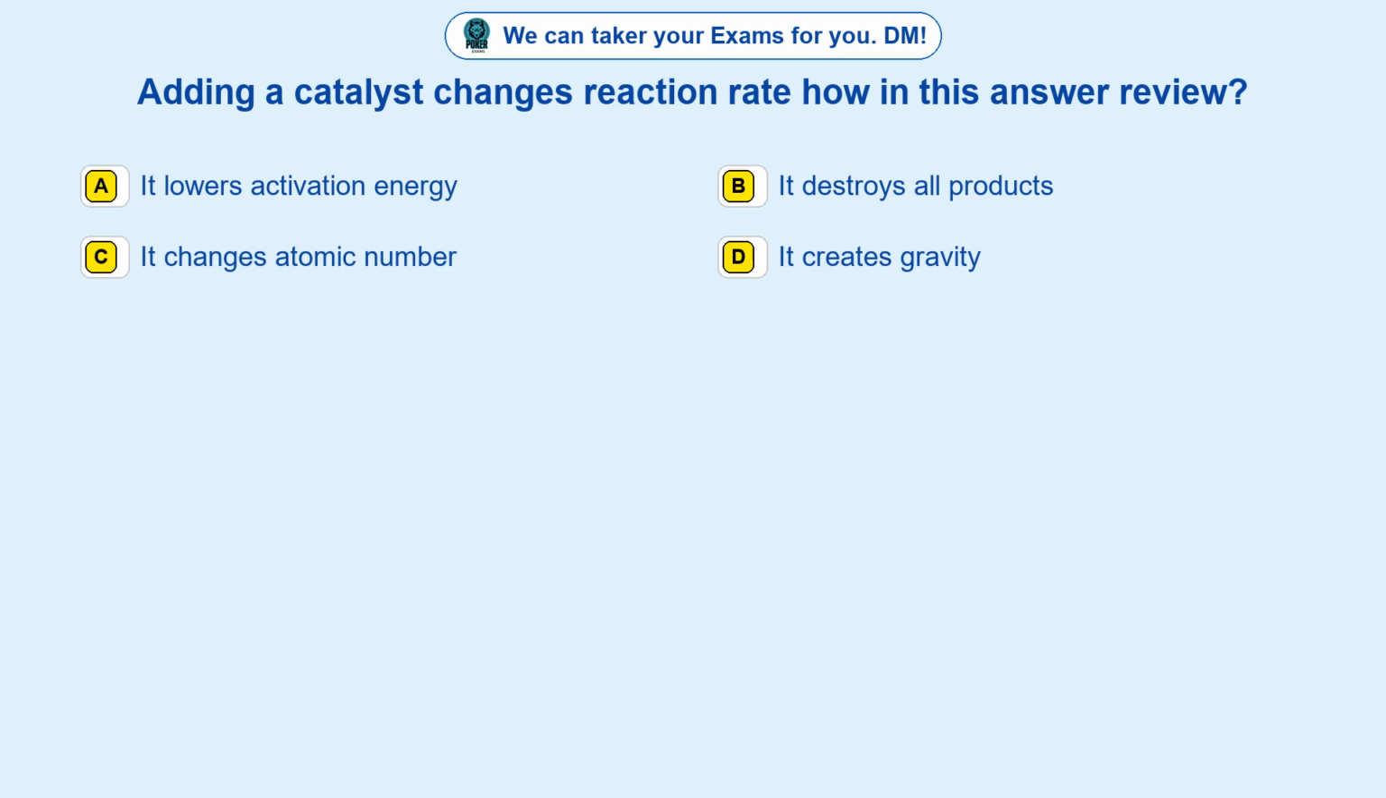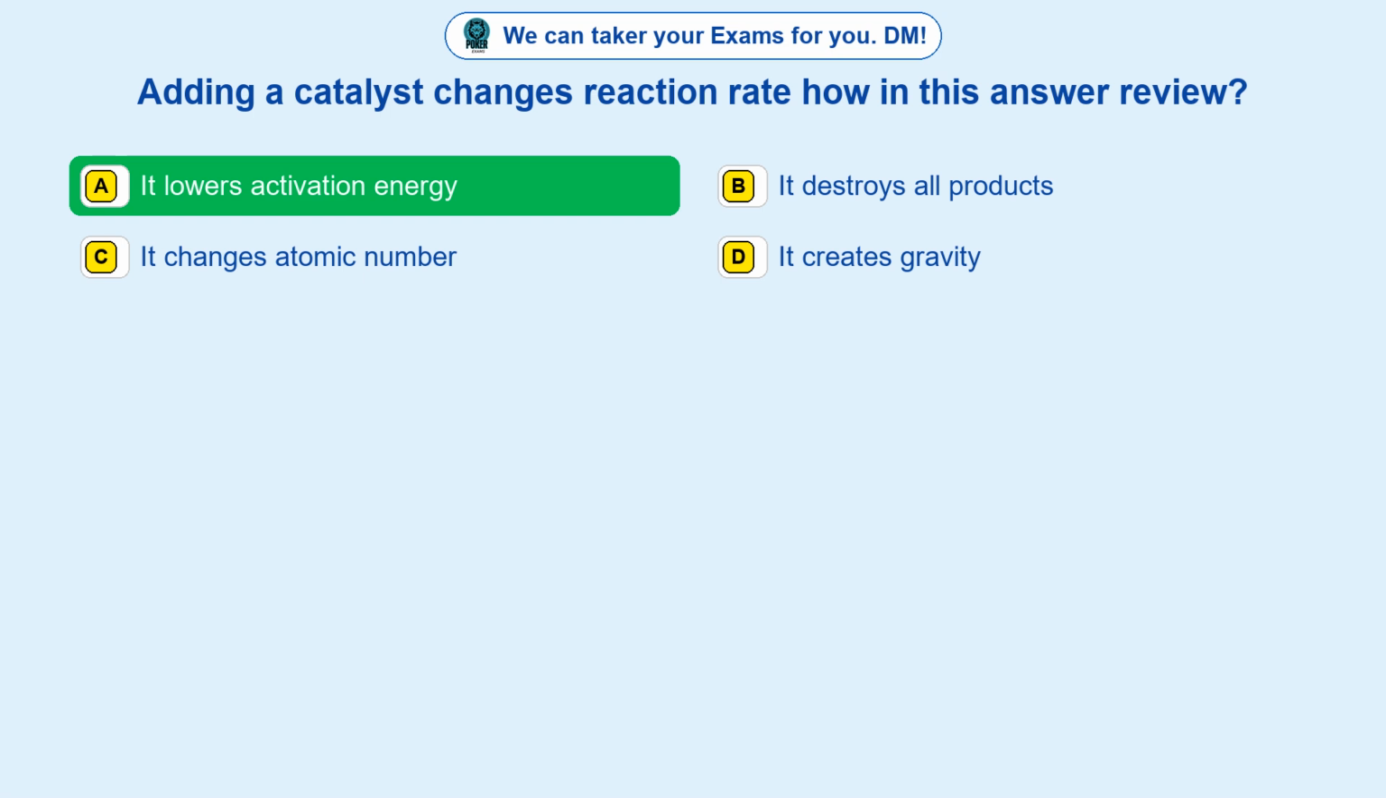Question 37. Adding a catalyst changes reaction rate how in this answer review? Option A. It lowers activation energy. Option B. It destroys all products. Option C. It changes atomic number. Option D. It creates gravity. The correct answer is option A.